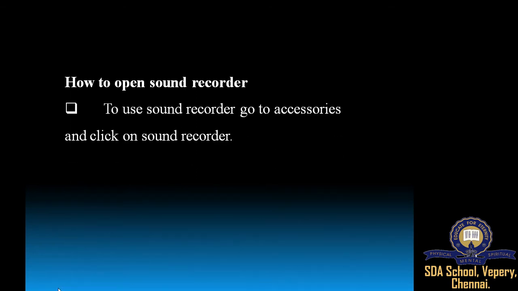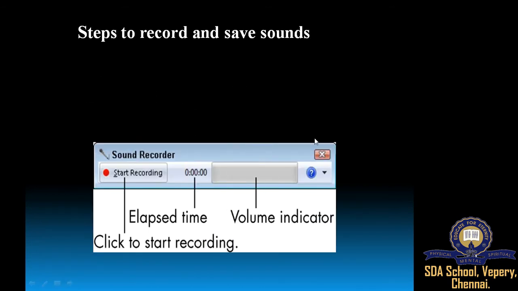To use sound recorder, you have to go to accessories, then click on sound recorder. Like sticky notes, you have to click start, then all programs, then select Windows accessories, then open the sound recorder accessory. This is the Windows accessories folder. Then you have to open sound recorder.